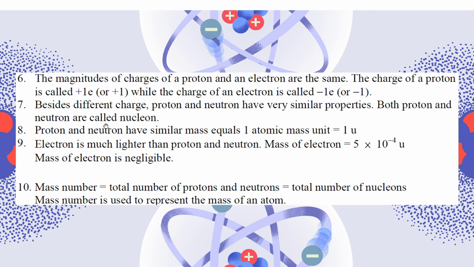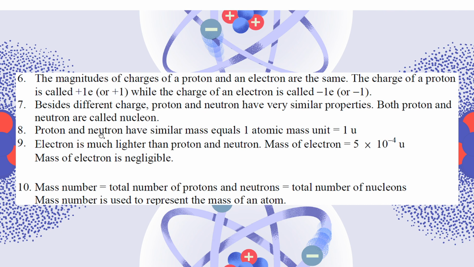So +1 and -1. Besides the different charges, the proton and neutron, with +1 and 0 charge, have very similar properties, so we call them nucleons. In the nucleus, when it is so small, there is the nuclear strong force. The strong force is much bigger than the electrostatic force. So at the nucleus level, proton and neutron behave very similarly because the charge repulsion force is negligible. So we call them both nucleons.